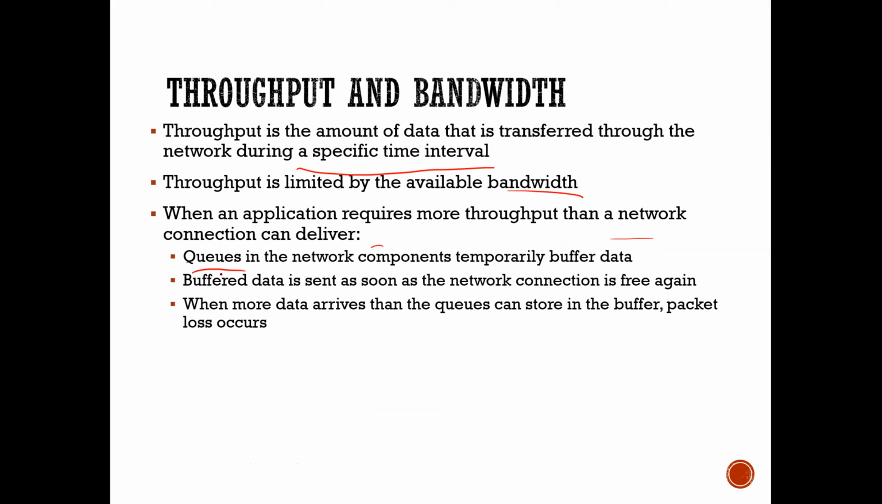Quiz. in the network components temporarily buffer data. يعني عملية الآن ترتيب الباكت تصير في عملية buffering. Buffer data is sent as soon as the network connection is free again. When more data arrives than the queue can store، إذا الراوتر أو سويتش ما البفرنج حقه امتلأت، أي بيانات تأتي بيعمل عملية لوز، خلاص تحذف لأن ما عاد في مكان تخزن.